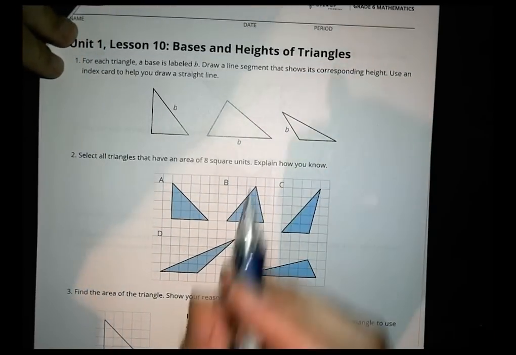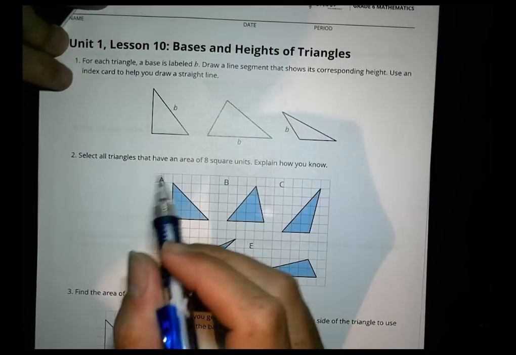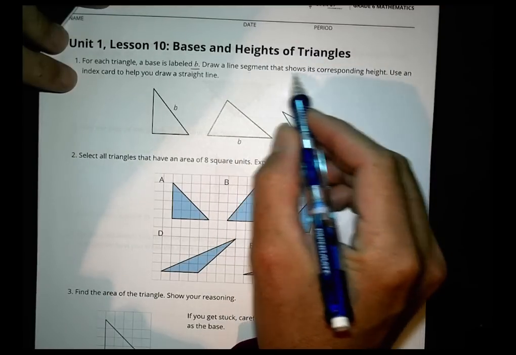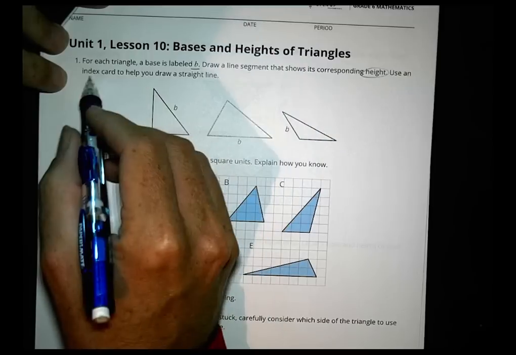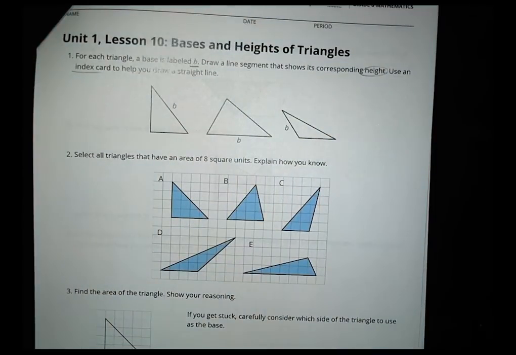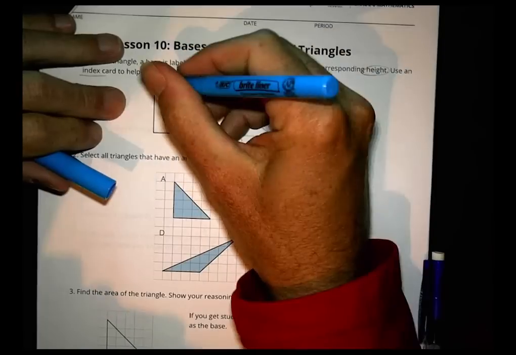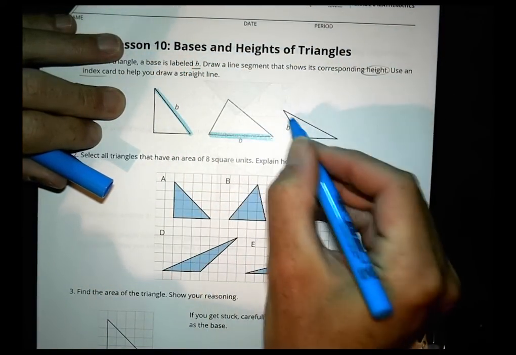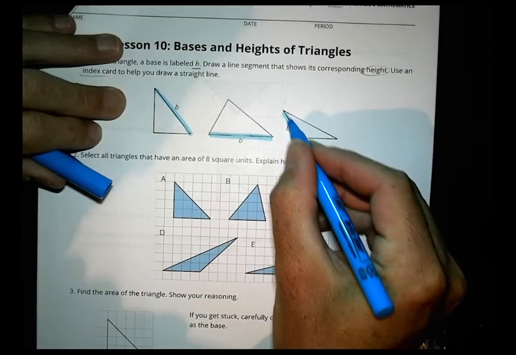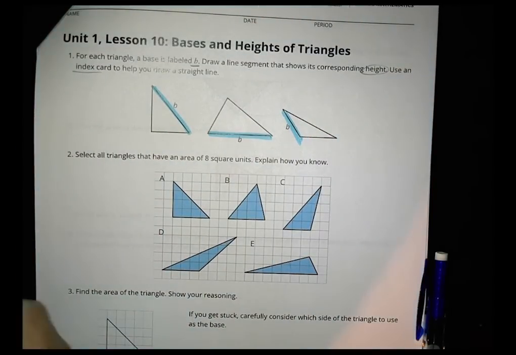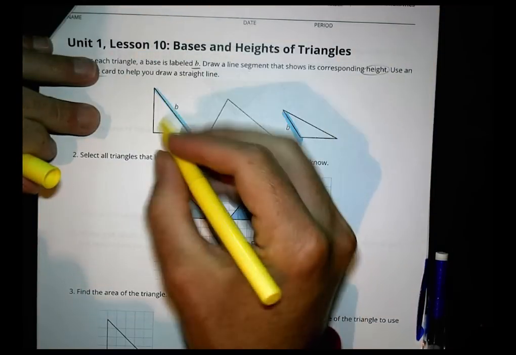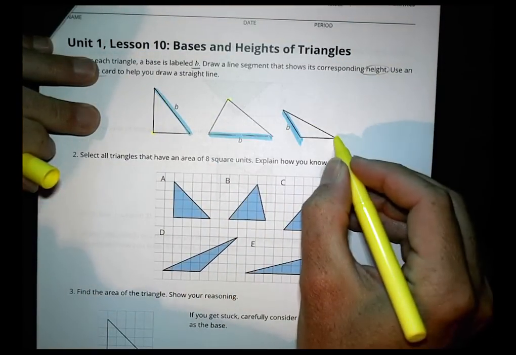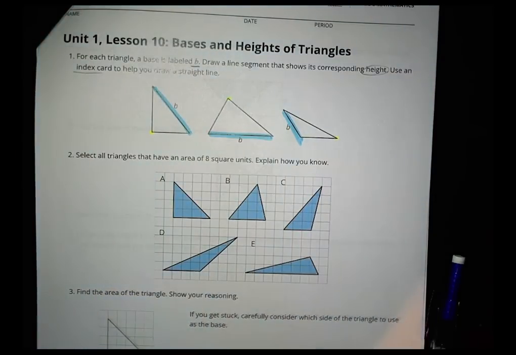Alright, so here we go. Looking at our homework from tonight. It says for each triangle, a base is labeled B, and draw a line segment that shows its corresponding height, and use an index card to help you draw a straight line. So, like we did before, we can see that our bases are going to be these guys right here. A base, and a base, which means that our corresponding height needs to come off of the vertex that is across from our base. So I can just highlight those real quick for you before we start anything.